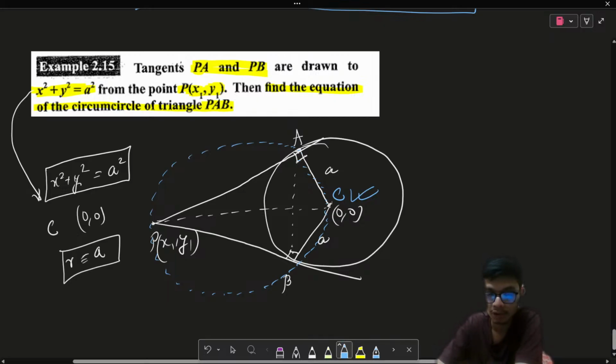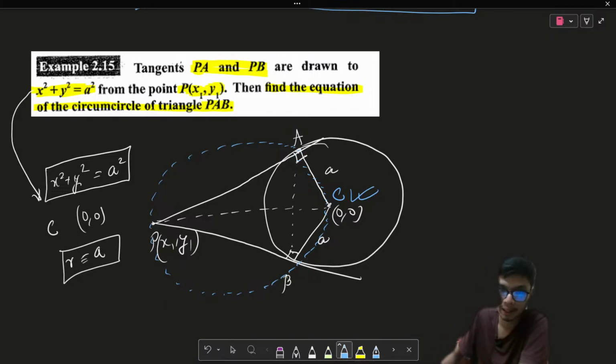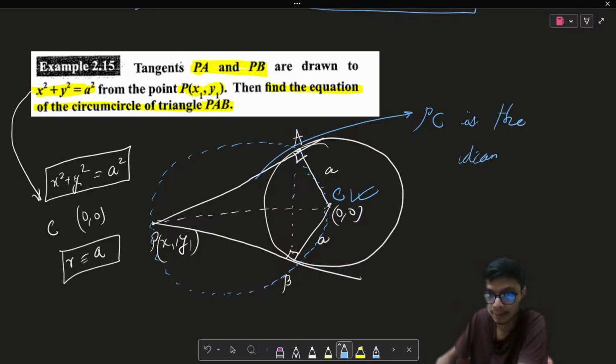So if I have this plot of my problem, now I can easily solve it, because I know by property that C will also pass through the circle, and another very interesting property is that PC becomes the diameter. PC is the diameter. Why? Because this particular angle is 90 degrees. Any point on the circle will subtend an angle of pi by 2 at the diameter. Therefore, PC is going to be my diameter.